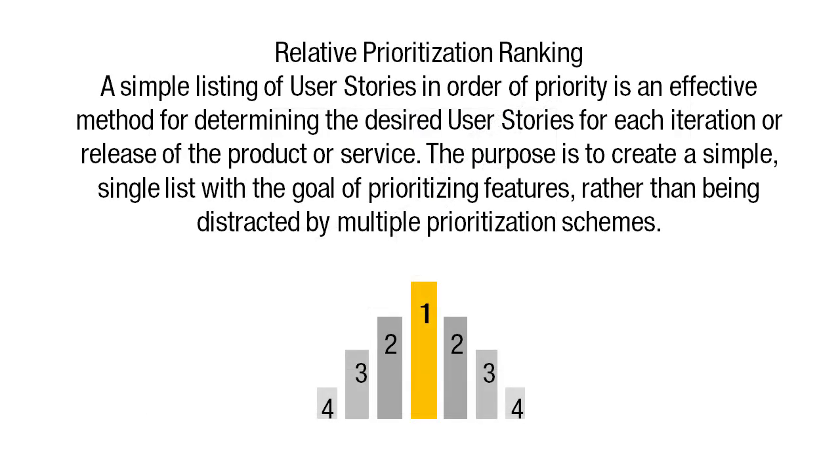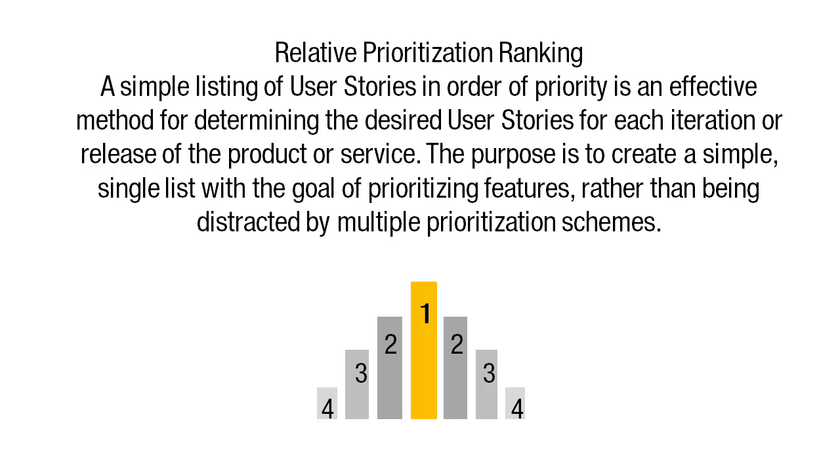Relative prioritization ranking is next. A simple listing of user stories in order of priority is an effective method for determining the desired user stories for each iteration or release of the product or service. The purpose is to create a simple, single list with the goal of prioritizing features, rather than being distracted by multiple prioritization schemes. This simple list also provides a basis for incorporating changes and identified risks when necessary.